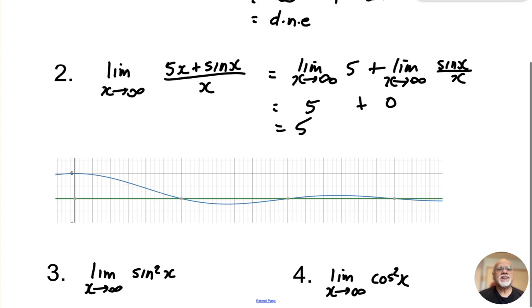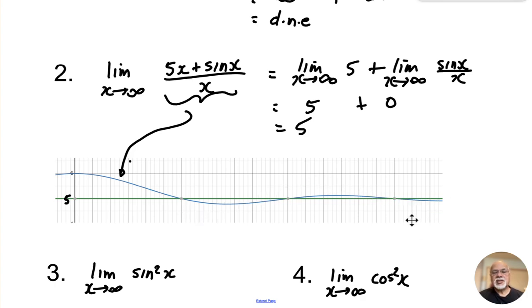So I've taken the liberty, courtesy of Desmos again, of plotting this. So this is 5, right? That's the line y equals 6. This is the line y equals 5. And I plotted this function. That's that one. And as you can see, as x is going to infinity, the graph is starting to approach the line y equals 5.